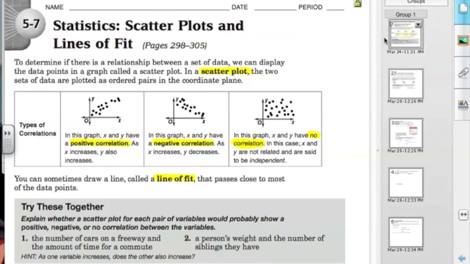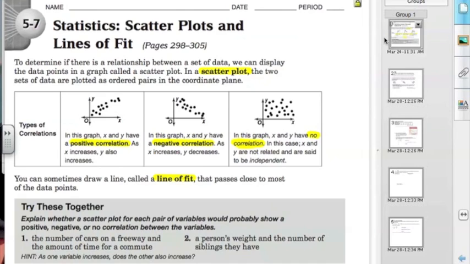Chapter 5, Lesson 7. Looking at statistics, scatter plots, lines of best fit. So basically, here's the deal. You're in science class, you're in math class, you're in social studies class. You have a bunch of information. You want to know, does it make any sense? Is there a relationship between the x and y's?